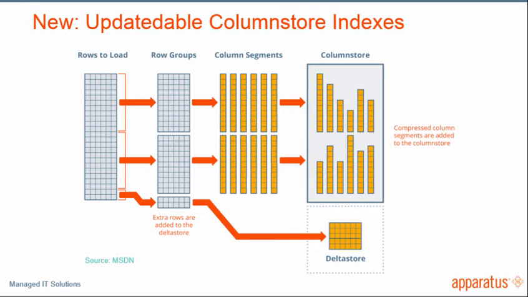Again, a pictorial representation here. Act like I'm loading all my rows in. My initial loads are getting broken into their column segments and put into the column store. Then as I come back around and add additional rows, you'll see that those rows are added to the Delta Store. Again, just a row store table that exists behind the scenes that is completely meant to be temporary.